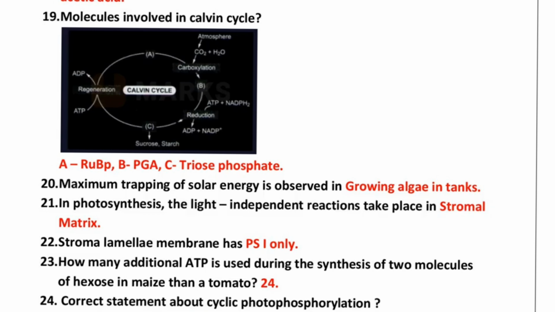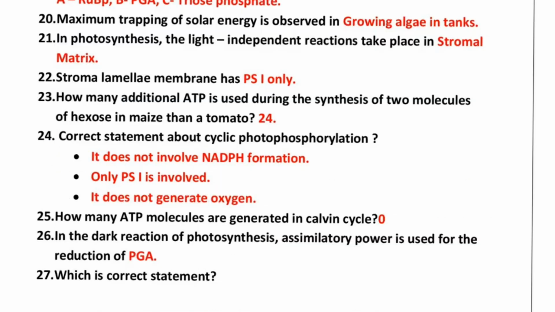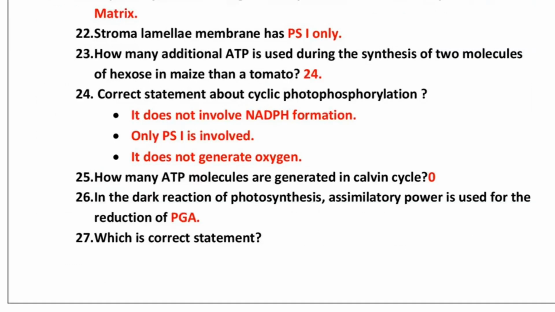Maximum trapping of solar energy is observed in growing algae in tanks. In photosynthesis, the light independent reactions take place in the stromal matrix. How many additional ATP are used during the synthesis of 2 molecules of hexose in maize than a tomato? 24. Correct statement about cyclic photophosphorylation: it does not involve NADPH formation. Only PS1 is involved. It does not generate oxygen.